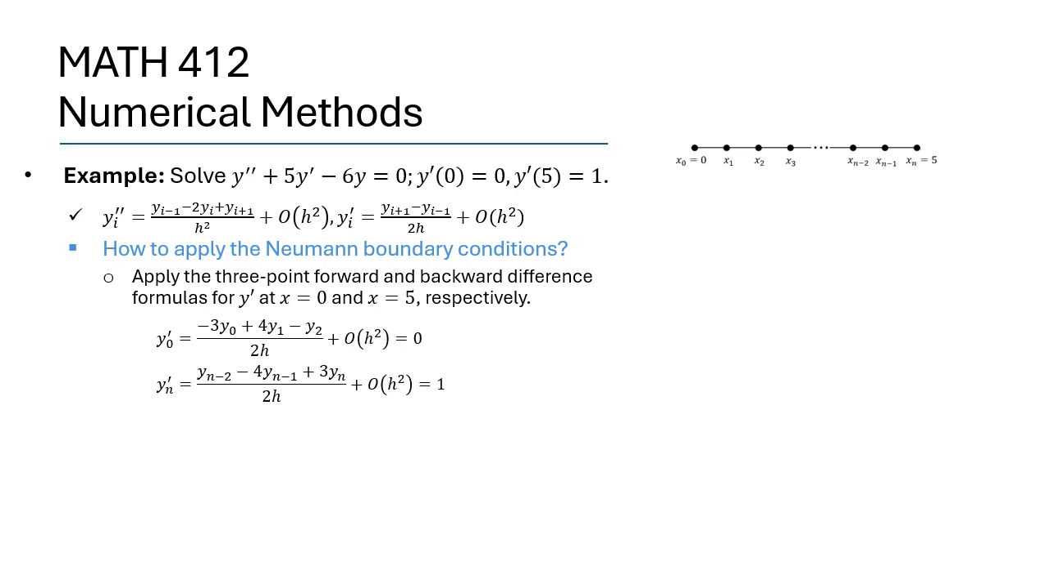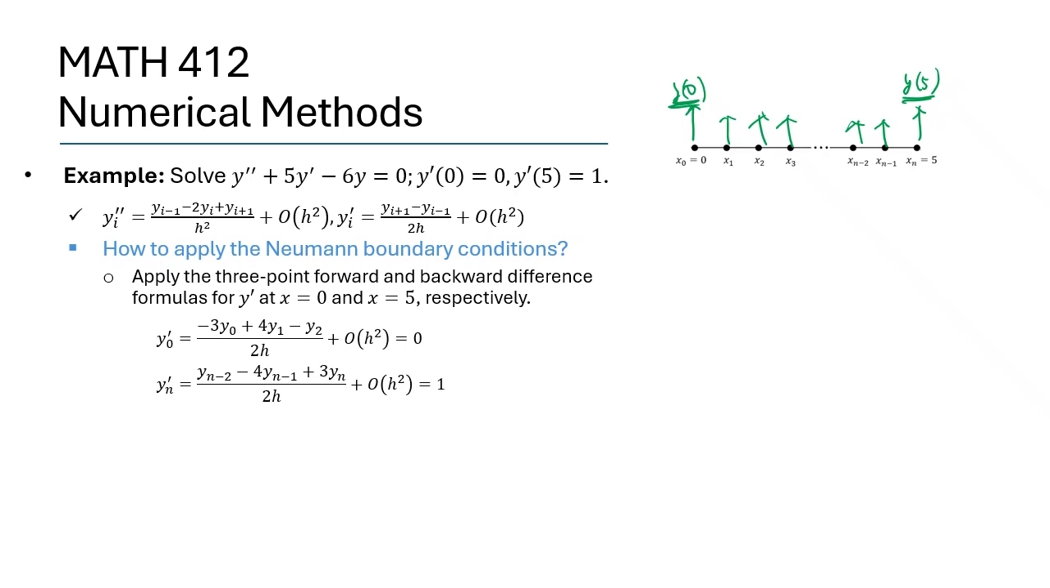Okay, so this time we need to find y at x0, y at 0, y at 5. All must be found, and other values too. This time we need to discretize the problem at each point, every point here. It's not like with the Dirichlet boundary conditions, where we discretize the equation only with the interior points. Now it's with all points.